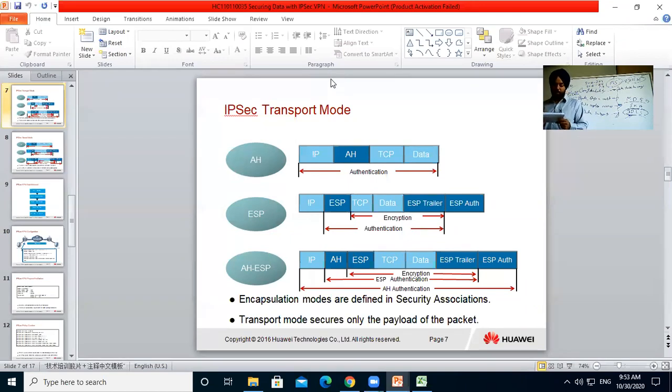AH provides encryption to all the fields of the headers, whether it is the original IP header or data. On the other hand, ESP does not provide the encryption method to the particular IP address. It only provides security to the ESP, TCP, and data. But AH provides security to the original data and the original IP address.